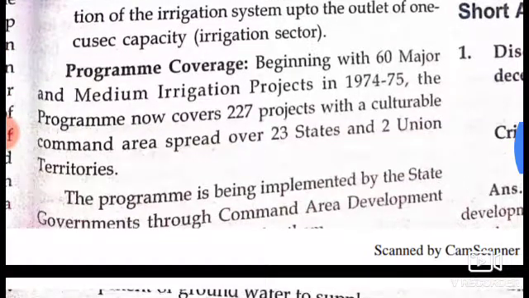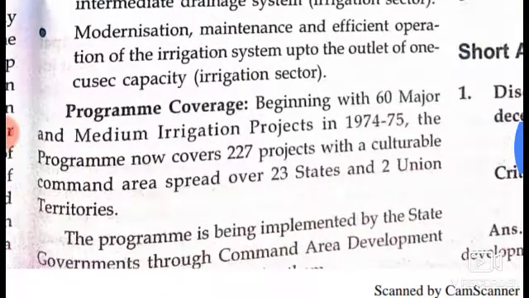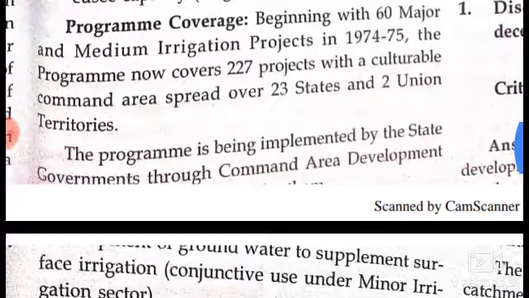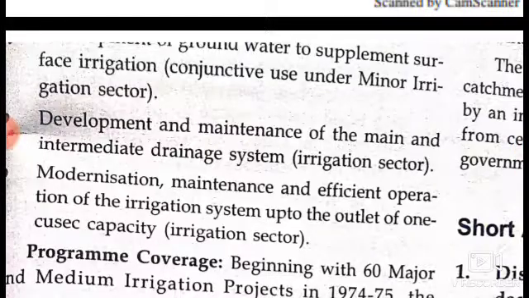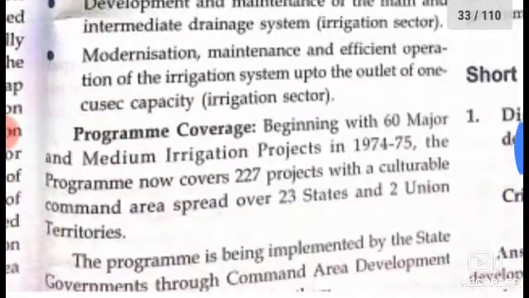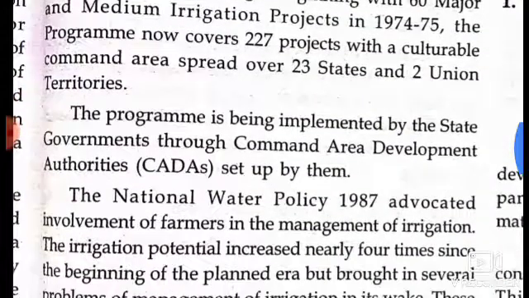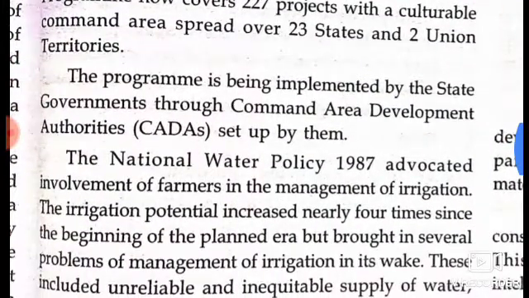Irrigation sector program coverage: beginning with 60 major and medium irrigation projects in 1974-75, the program now covers 227 projects with culturable command areas spread over 23 states and 2 union territories. The program is being implemented by the state governments through the Command Area Development Authority (CADA) set up by them.